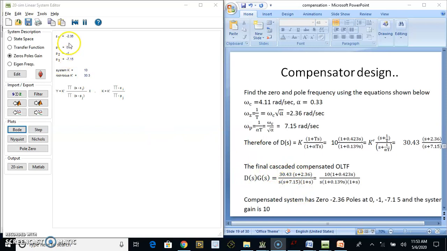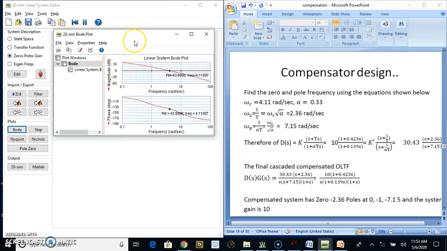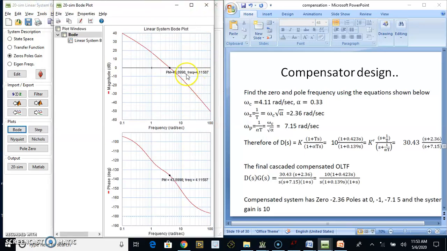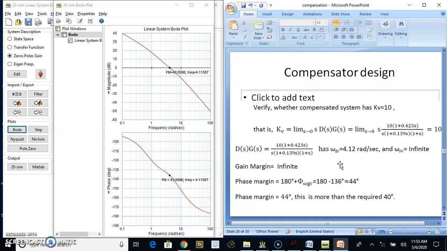Now we have these 3 poles and a zero for this compensator network. We can find out the Bode plot of this. The Bode plot will result in a phase margin of 44 degrees. I can see the phase margin is 43.8 degrees, and the corresponding frequency of omega GC is 4.11 radian per second, which is exactly what we got in the calculations also. It is 4.12 radian per second omega GC and the phase margin is 44 degrees, and what we wanted was 40 degrees. We are getting very close to it.